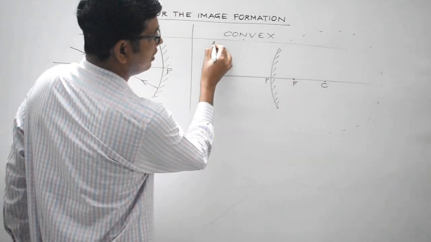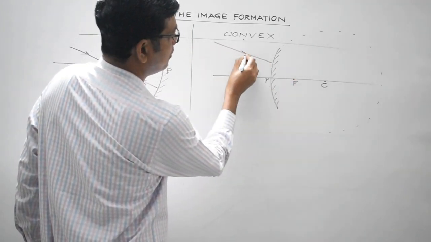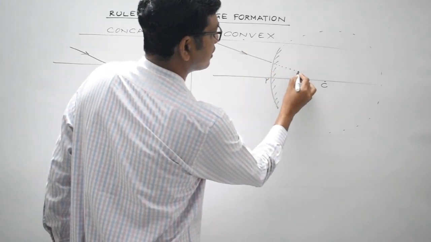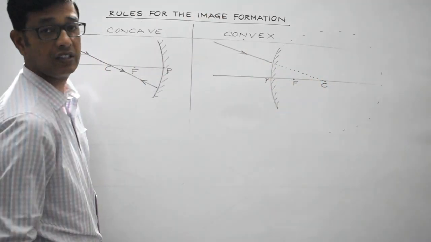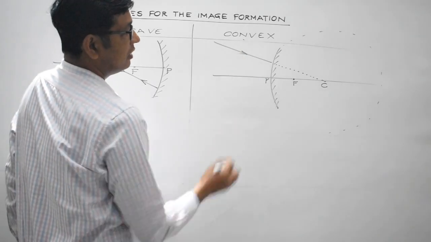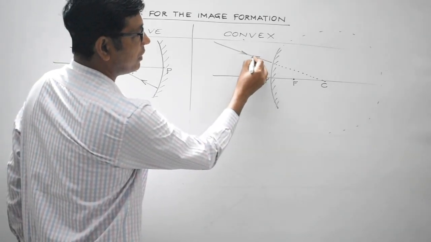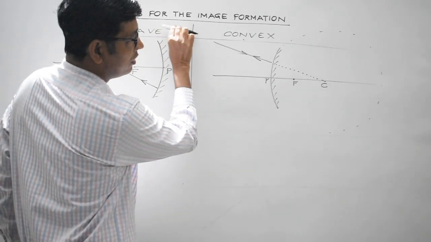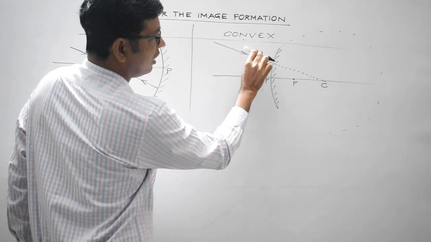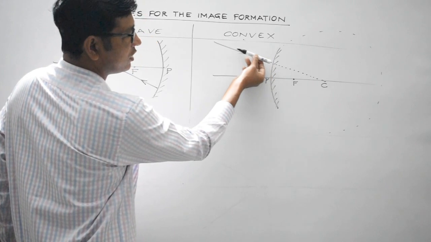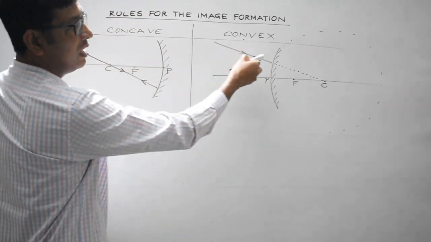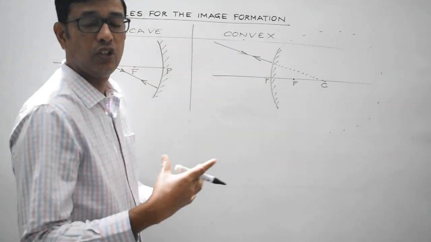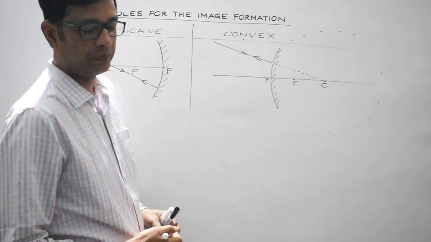Now, the ray which is passing through the center of curvature, in this case like this, to the extent it should meet point C. This is the incident ray. Then it should retrace its path in the opposite direction. So a ray which passes through the center of curvature, after reflection it will retrace its path in the opposite direction, because here angle of incidence is 0, angle of reflection is also 0.